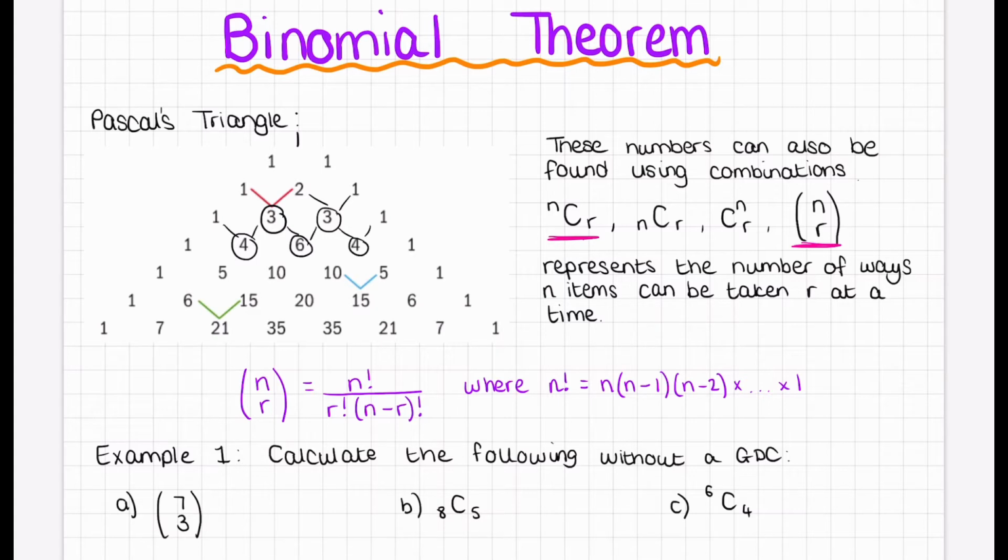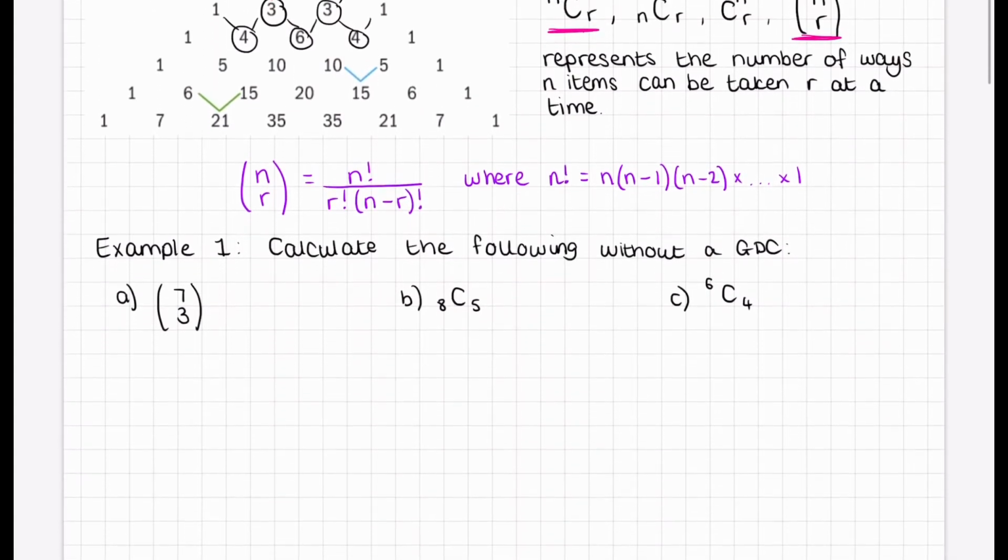You can work this out with a formula, so it can come up in, say, non-calculator types of exams. And here is a formula. It is in the IB formula booklet, so you do have it there and don't need to remember it. So how this works is you have n exclamation mark, which means n factorial. And n factorial would be, if it was 4 factorial, so 4 exclamation mark, we work that out by doing 4 times 3 times 2 times 1. And you'll see how that works when we do these first examples.